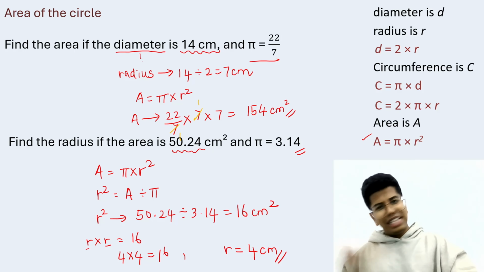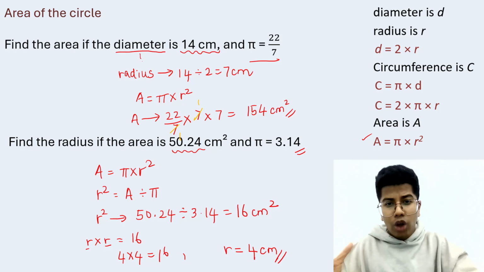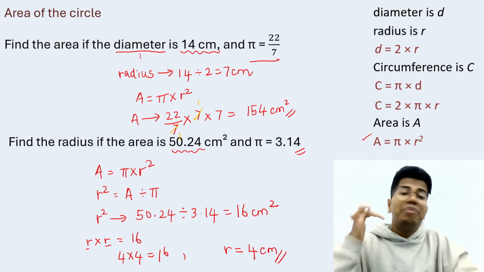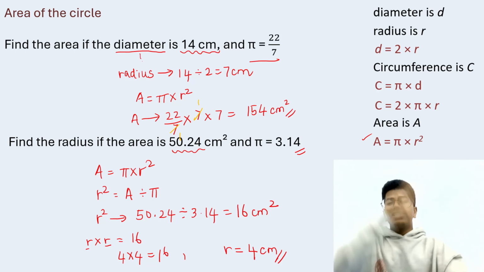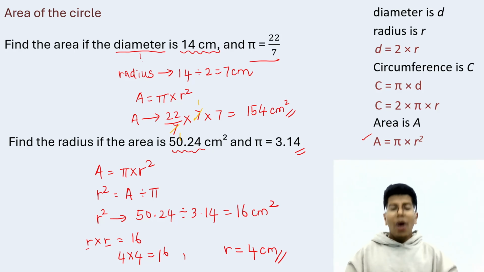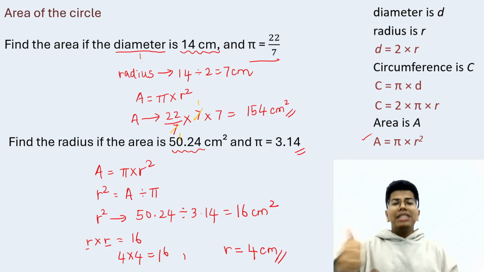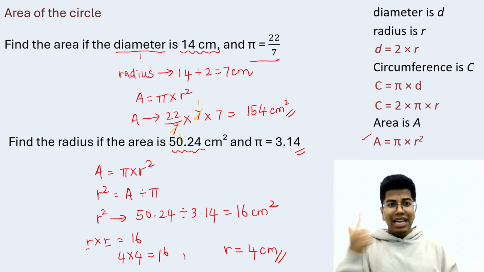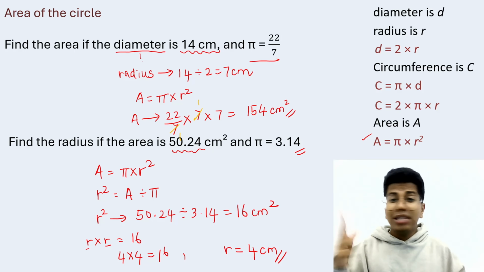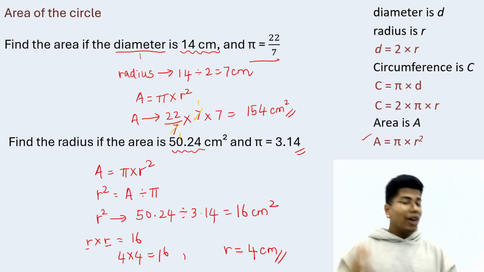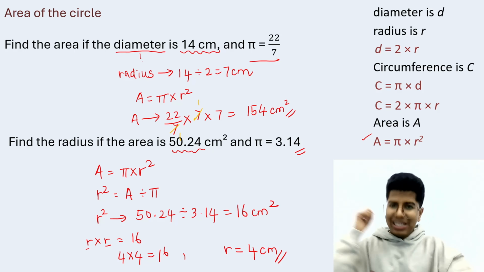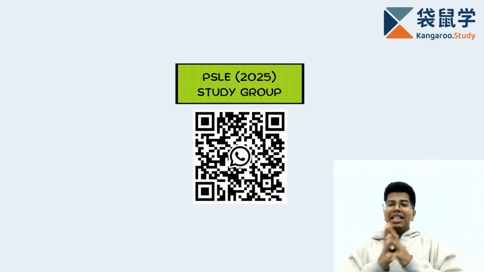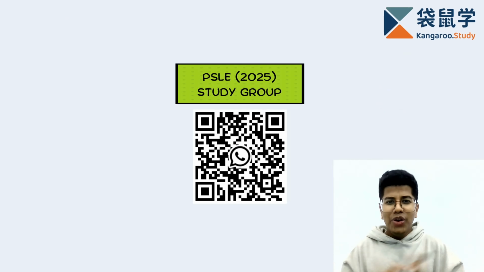So, this was just an introduction about a new topic which will be tested in PSLE next year. So, regarding circles, this is just common knowledge about what its radius is, what the relation of diameter with radius is, what the circumference, that is perimeter of a circle, is, and also how to calculate the area of a circle.